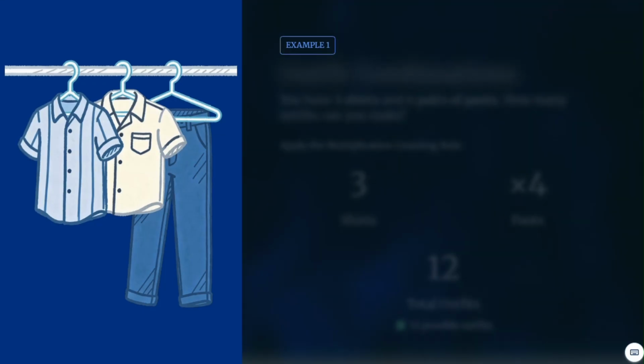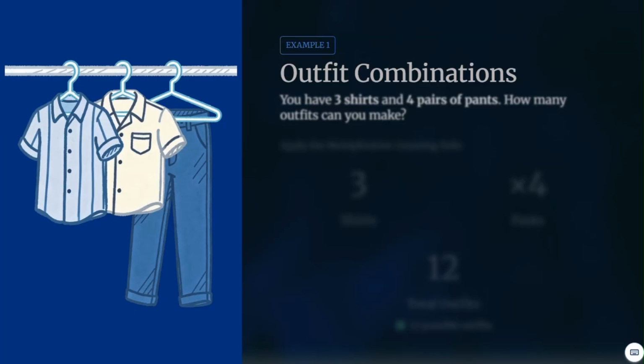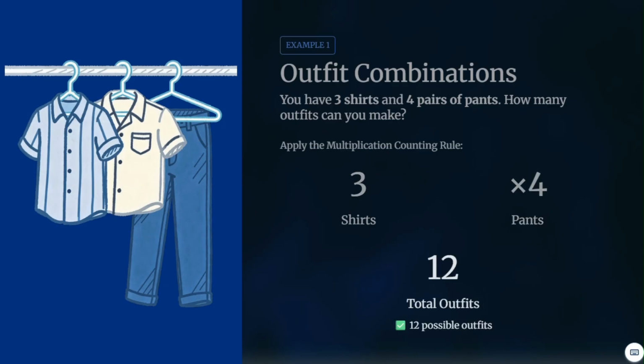For example, you have 3 shirts and 4 pairs of pants. How many outfits can you make? For each shirt, there are 4 pants choices. So apply the multiplication counting rule. 3 shirts times 4 pants equals 12 total outfits. In this case, there are 12 possible outfits.